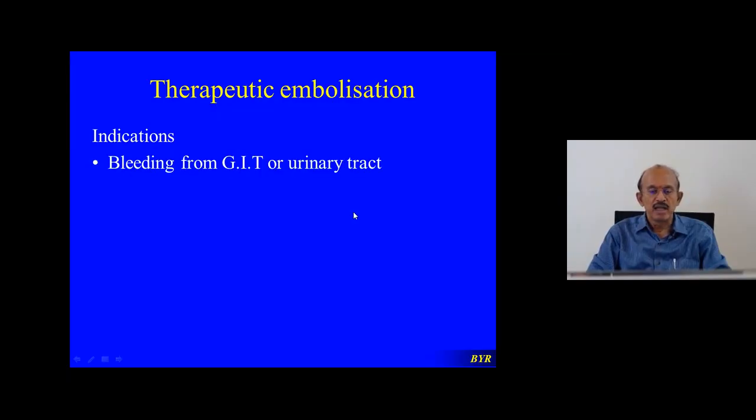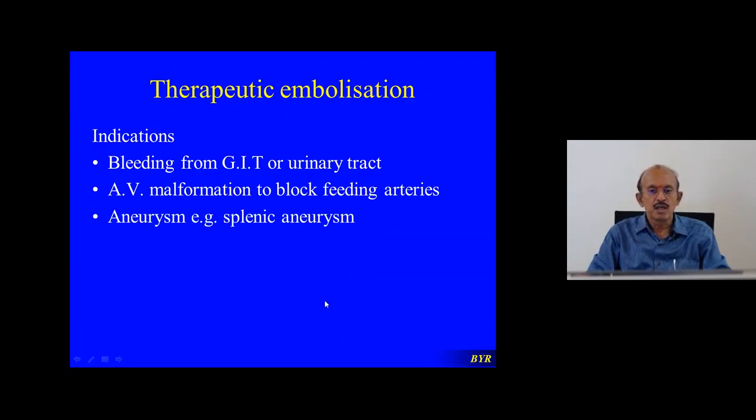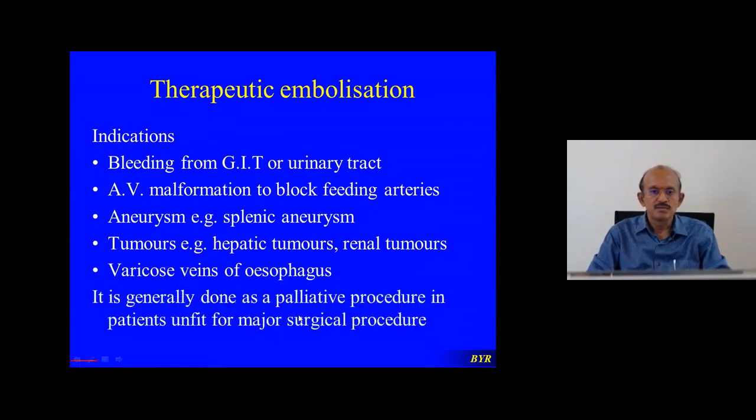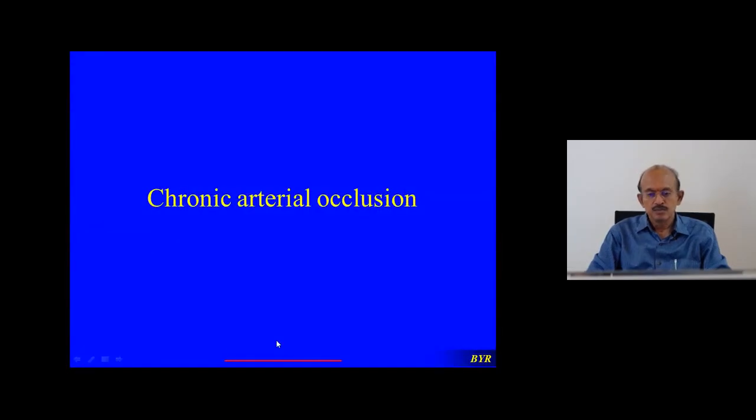Indications: bleeding from the GIT or urinary tract, AV malformations to block the feeding arteries, small aneurysms like splenic aneurysm, tumors like hepatic tumors and renal tumors, then varicose veins of the esophagus. It is generally done as a palliative procedure in patients unfit for major surgical procedures. Then chronic arterial occlusion. Any doubts?